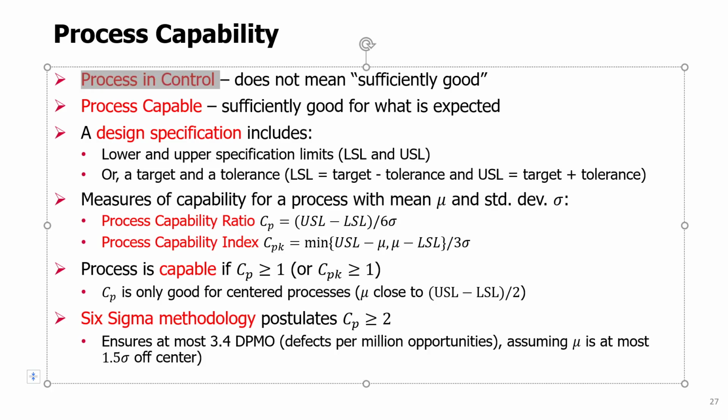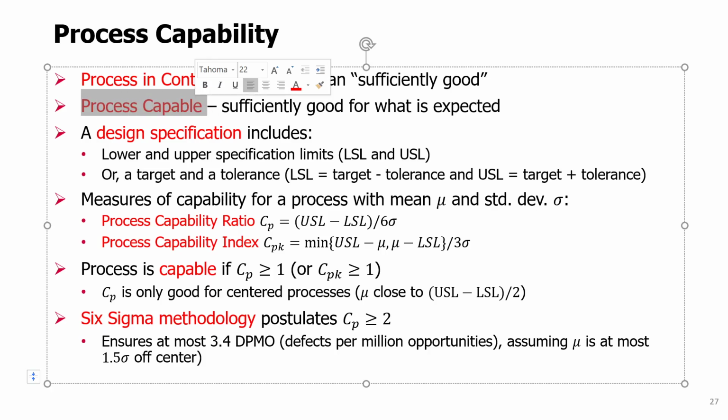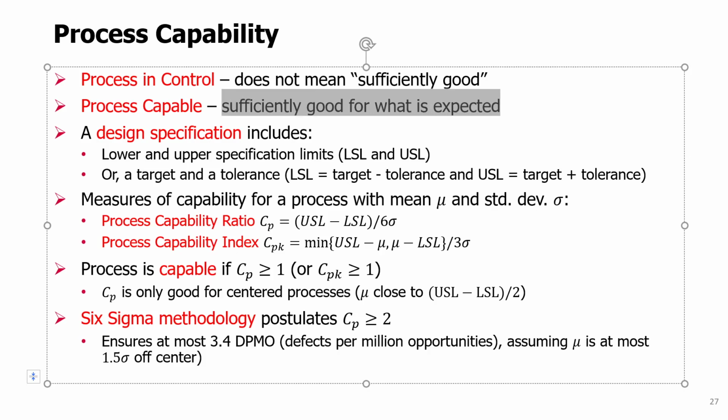So when we say in statistical process control that the process is in control, the variability did not change, there is nothing unusual about the process. But that doesn't mean the process is sufficiently good. Maybe the variability is so large, we consistently produce bad products, or maybe we consistently deliver too many services that are of poor quality, and all the time we have dissatisfied customers, right? So process capability is the tool that we use to establish if the process is sufficiently good for what is expected, for the quality level that we actually expect.